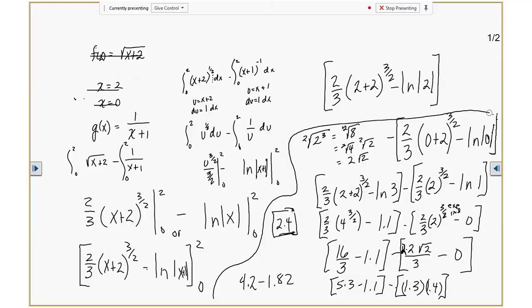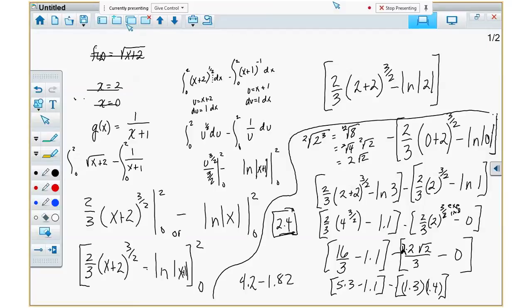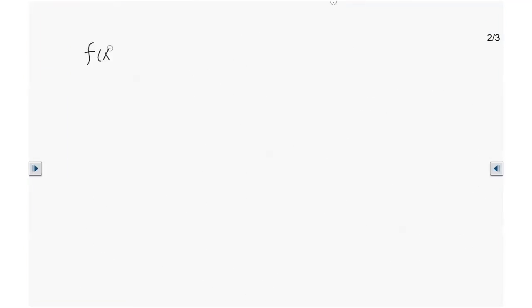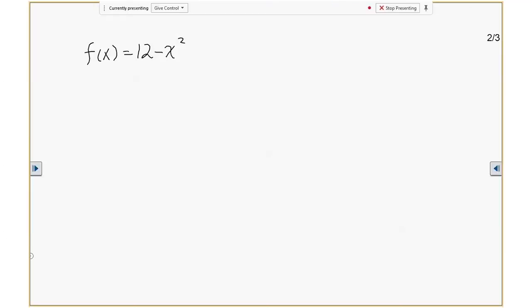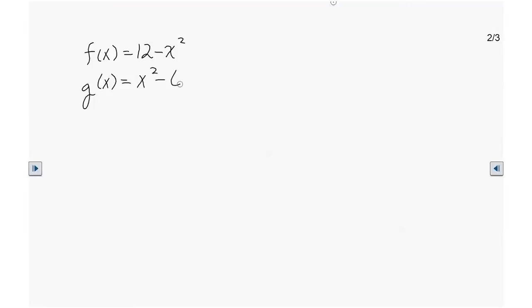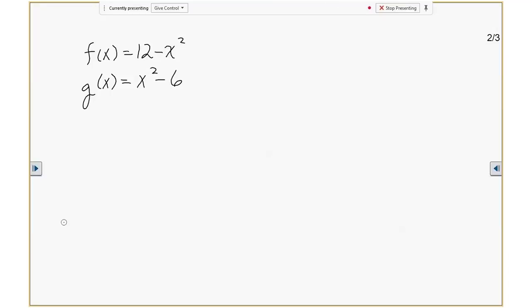Let's do y is equal to 12 minus x squared, or f of x is equal to 12 minus x squared, and g of x is equal to x squared minus 6. Now, is this one bounded, or do you have to find the boundaries? You have to find the boundaries, because I don't give you an x is equal to 5 and x is equal to 0.